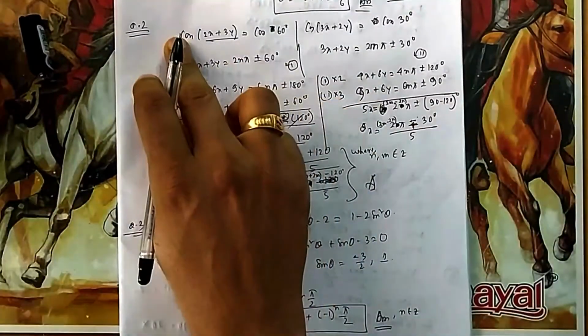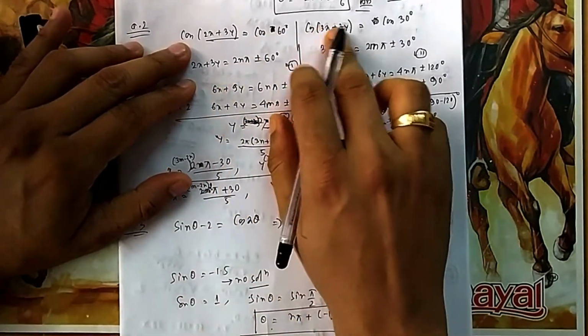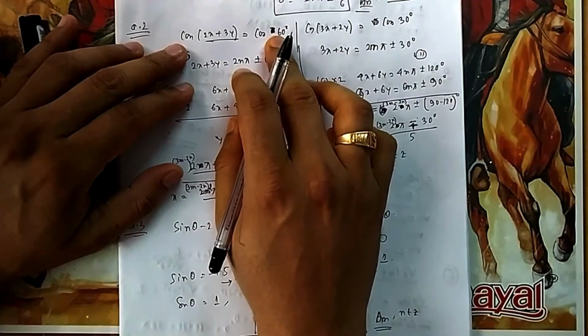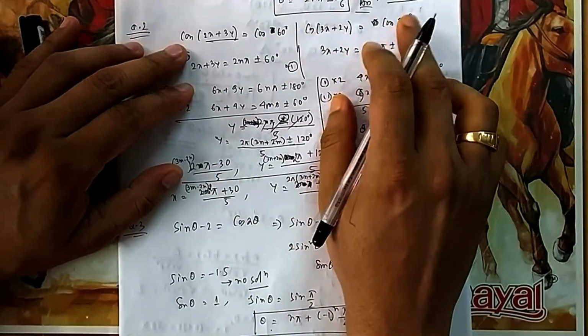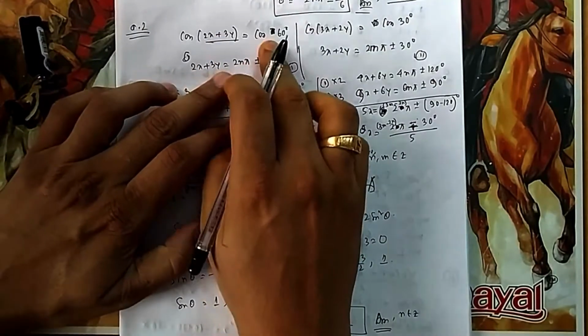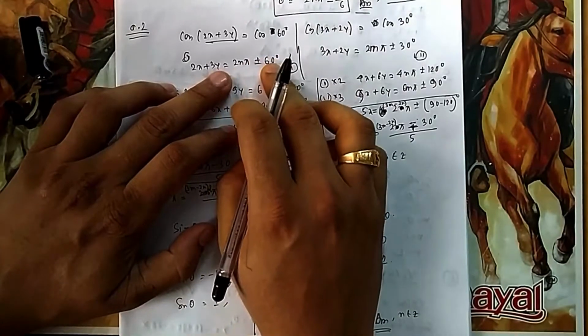Now if you come to question number 2, these are given: cos of 2x plus 3y is given as half, and then cos of 3x plus 2y is given as root 3 by 2. So cos half we can write as cos 60, root 3 by 2 we can write as cos 30. Okay, so now while writing the general solution of cos, it is 2n pi plus minus 60 degree.